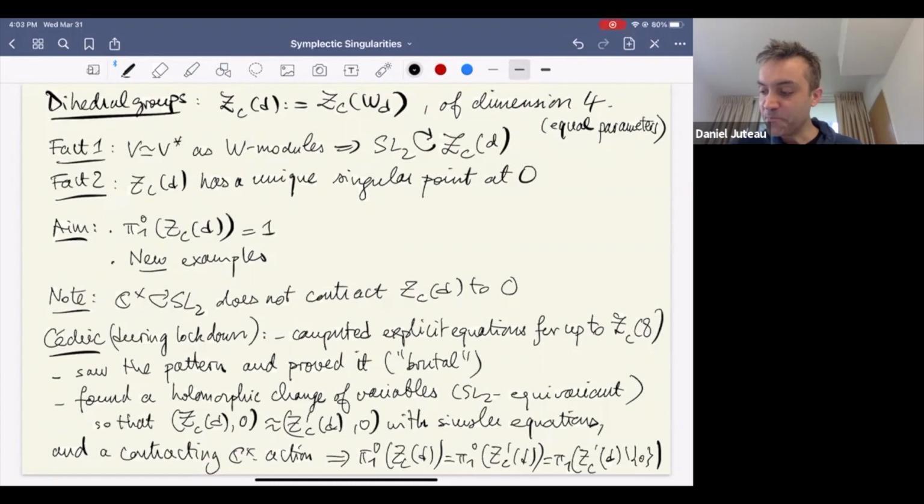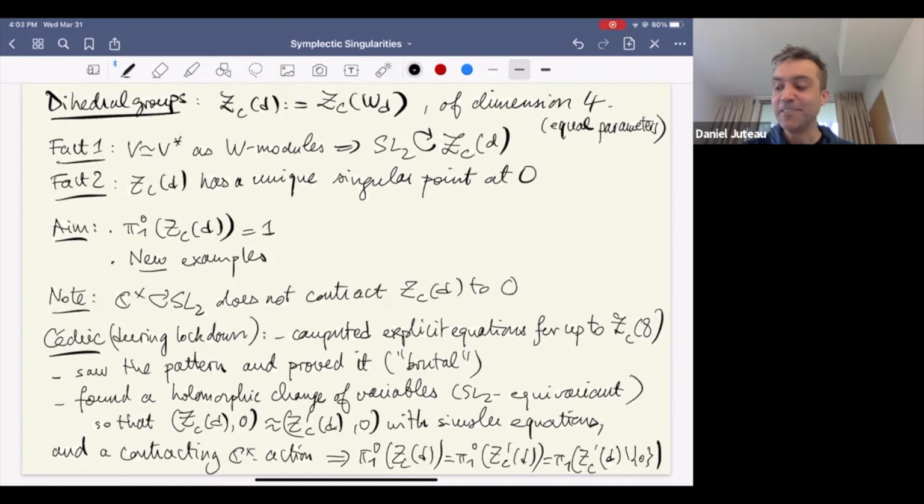A little remark is that, of course, you have a C-star action since you have an SL2 action, but it is not a contracting action to the singular point. And then during the first lockdown in France, Cedric had a lot of time and he had powerful programs. And so he computed explicit equations up to d equals 8. And he saw a pattern and he proved it.